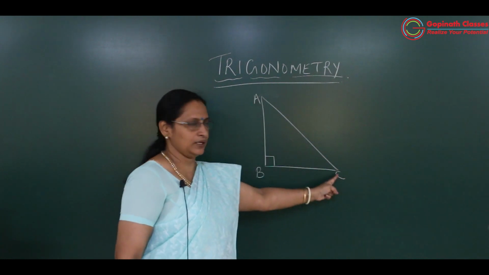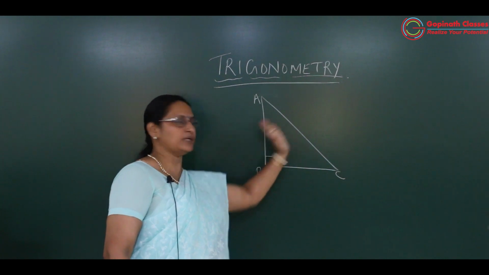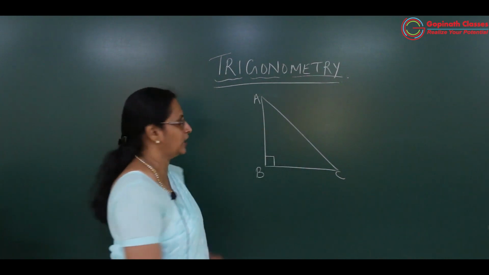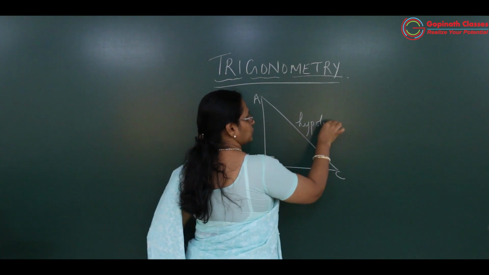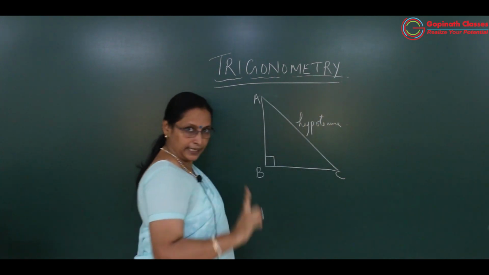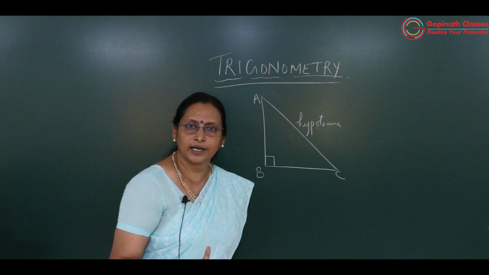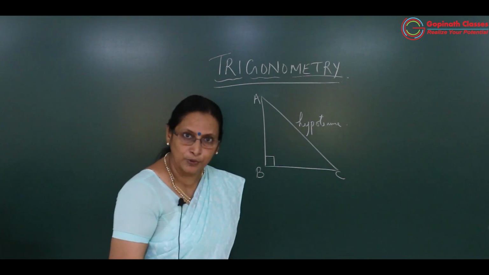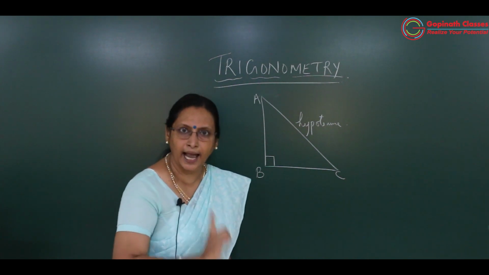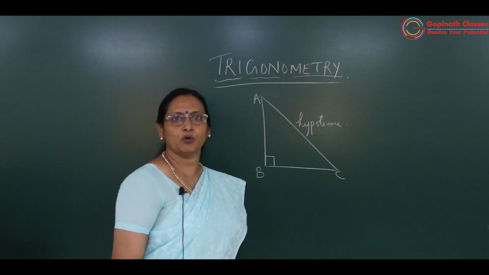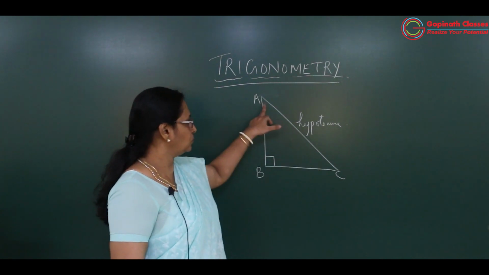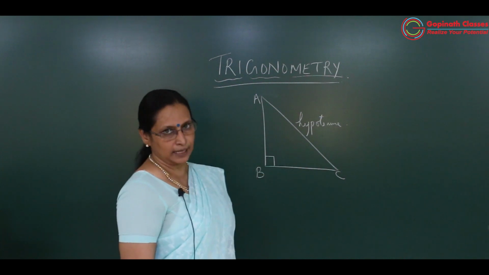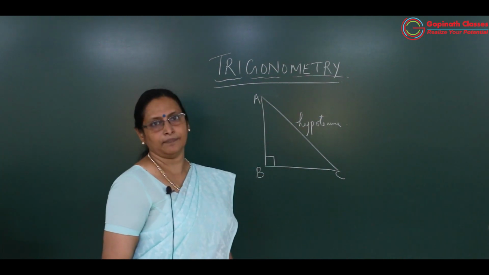This particular side, its speciality is that it is opposite to 90 degrees, and we always call it the hypotenuse. It is known as the hypotenuse. It is the longest side of the right angle triangle, which is opposite to the 90 degree angle. Now, there are the other 2 acute angles, namely angle A and angle C.